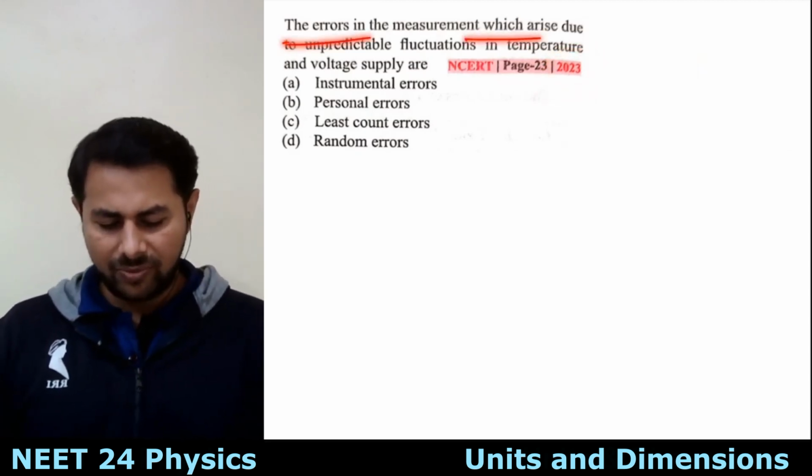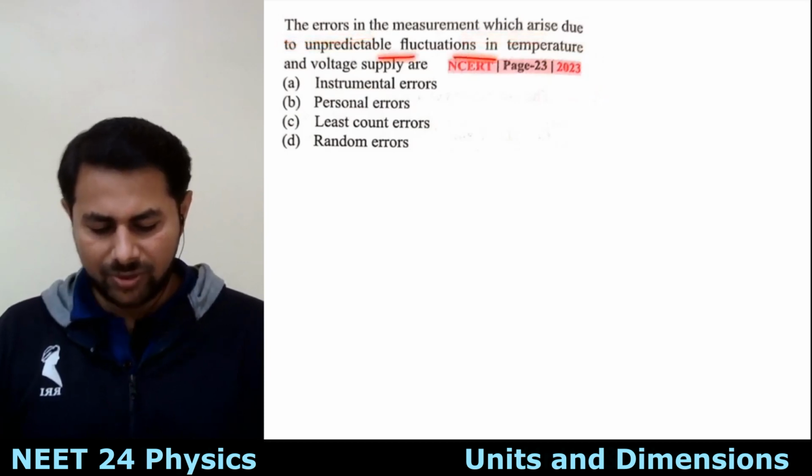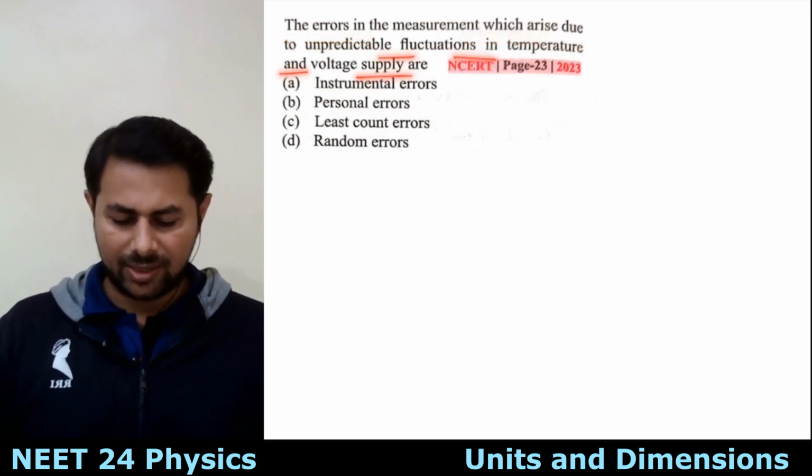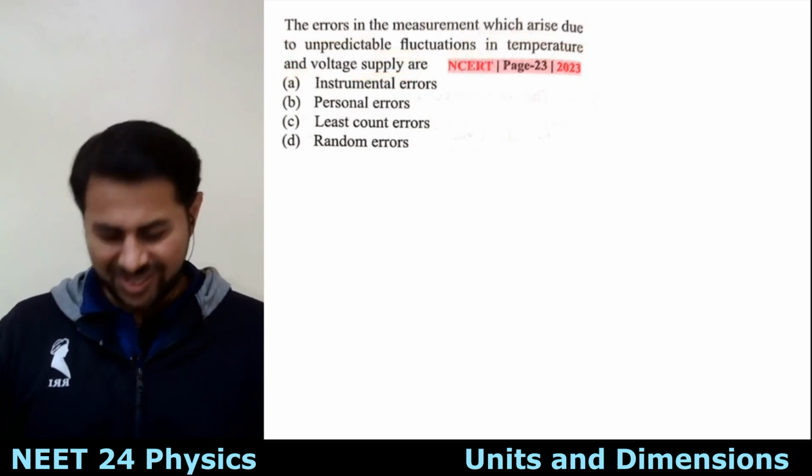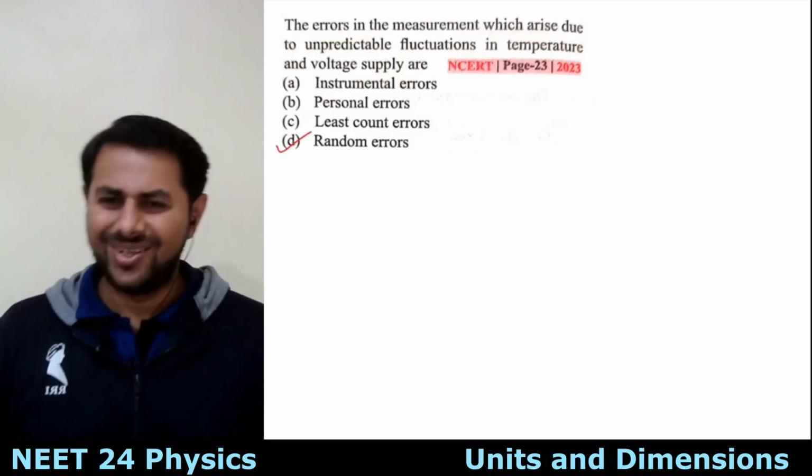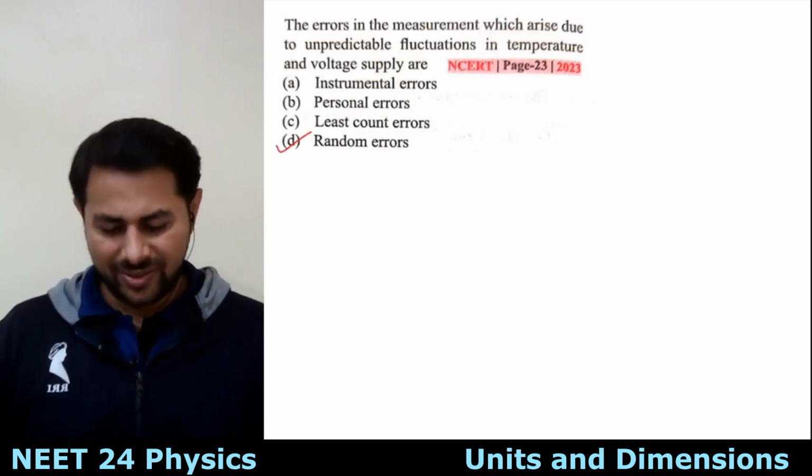The errors in measurement which arise due to the unpredictable fluctuations in the temperature and voltage supply are which errors? Yeah, very good. It's option D. Very good, Pawarna. Right? Straightforward.